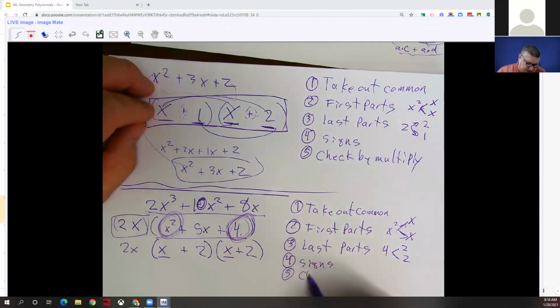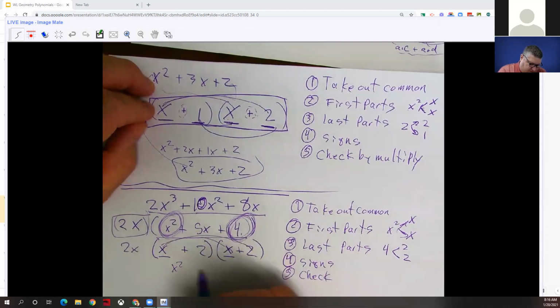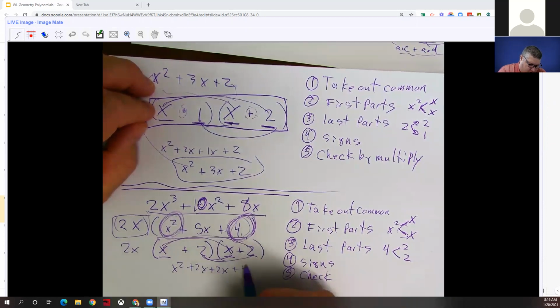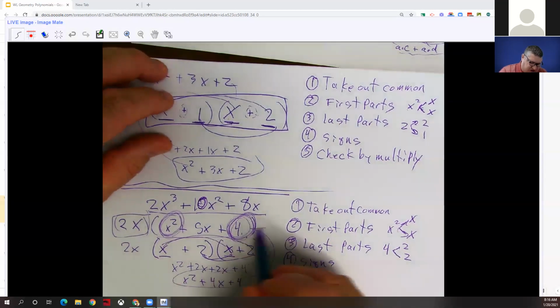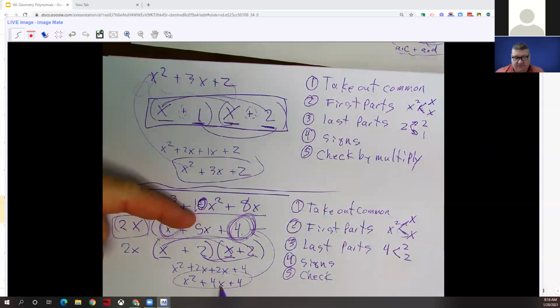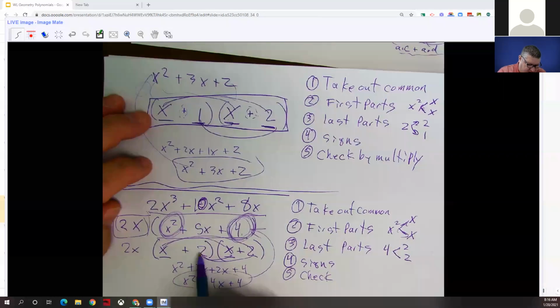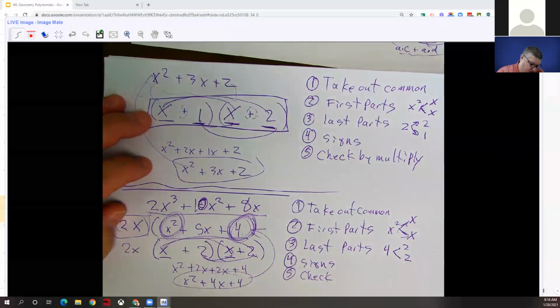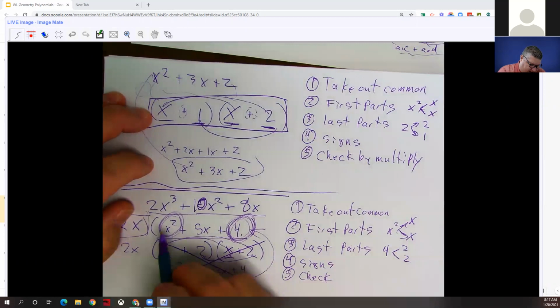Okay, now, what's the next step? I need to check it. So here we go, x times x, x squared, x times 2 plus 2x, 2x plus 4, x squared plus 4x, uh-oh. Does this match here? Does this match this? Yes or no? No. So did I use the correct numbers? No.